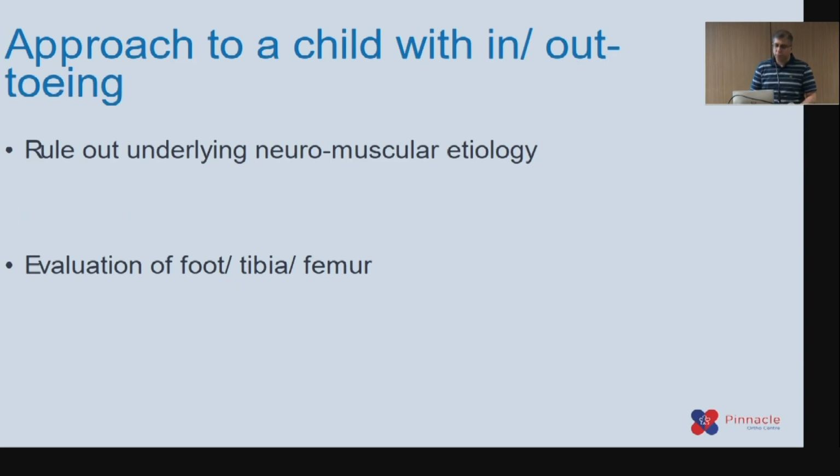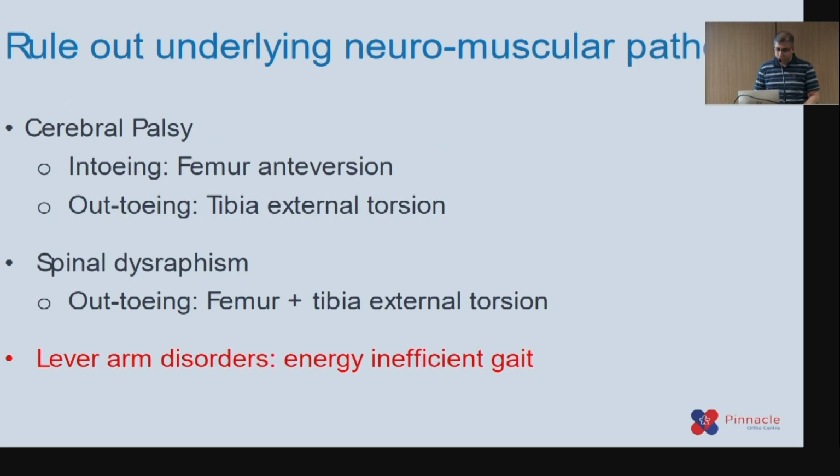Now, how do you approach a child with intoing or outtoing? Basically, there are two main parts to the evaluation. Firstly, you have to rule out any underlying neuromuscular pathology. And having done that, once you are sure that the child is a neurotypical child, does not have any other problem, you have to evaluate where the intoing or outtoing is arising from. Is it arising from the foot? Is it from the tibia? Or is it from the femur?